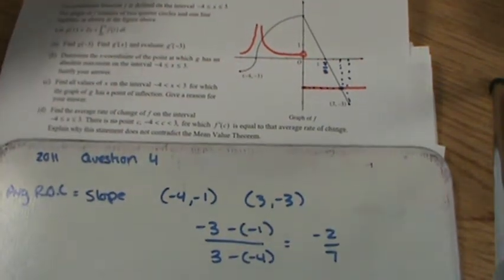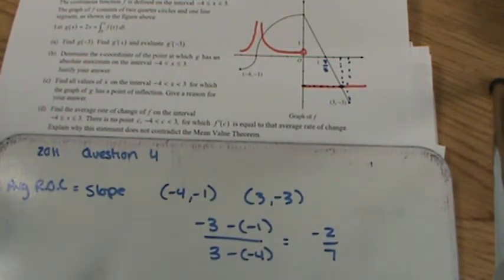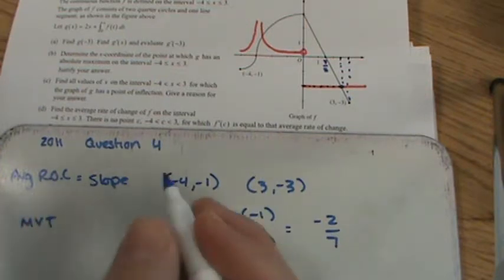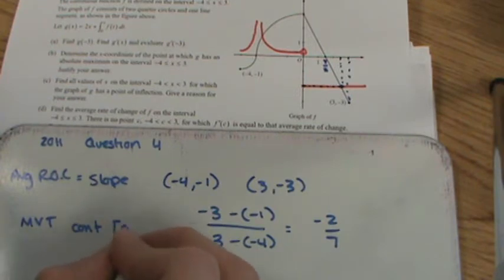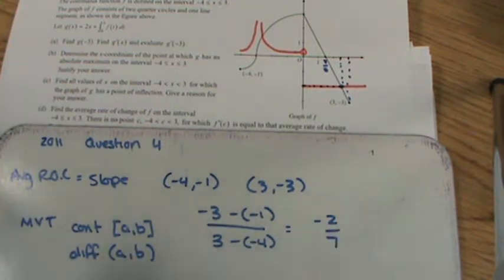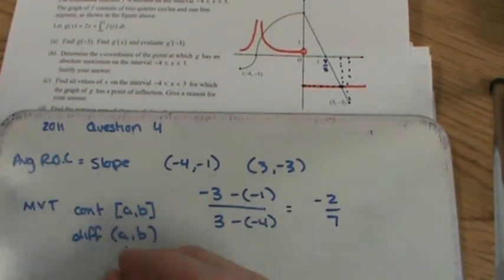Okay, piece of cake. Now it says, there is no point C between -4 and 3 for which f prime of C equals the average rate of change. Explain why this statement does not contradict the mean value theorem. Well, remember, mean value theorem has some conditions. It has to be continuous on the closed interval from A to B, and it has to be differentiable on the open interval from A to B. Now, this particular graph is continuous, but if you notice, it's not differentiable.